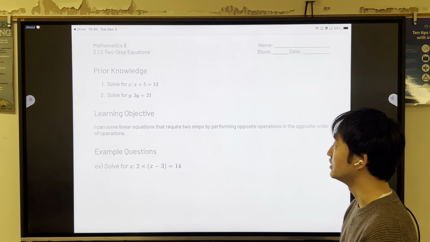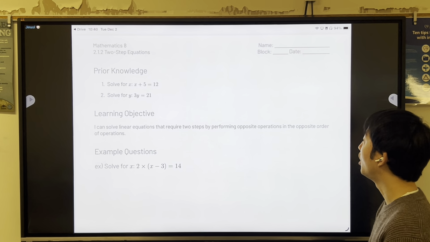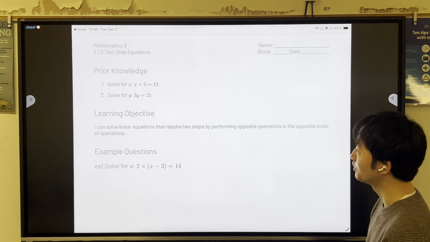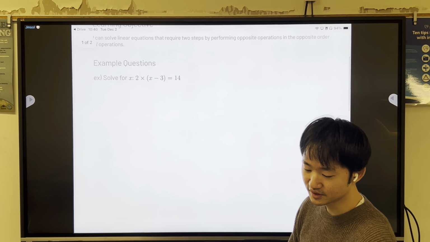The learning objective is that you can solve linear equations that require two steps by performing opposite operations in the opposite order of operations. Let's get started with the first example question.